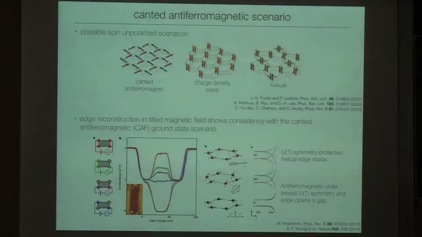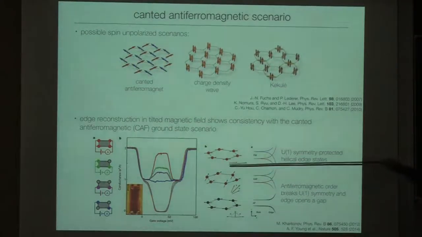So this is quite a neat experiment. In this experiment, what they did was they applied first a strong magnetic field purely perpendicular to the graphene plane, in which case the graphene is in this purported canted antiferromagnetic state, in which the spins on the two sublattices are pointing in opposite directions with a slight canting out of plane due to the magnetic field.